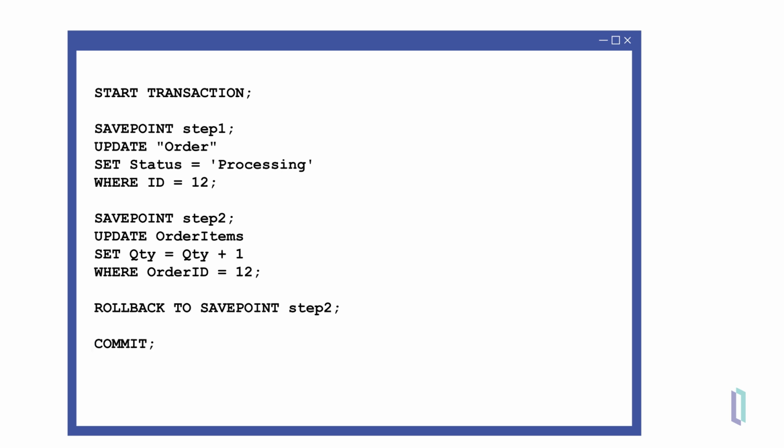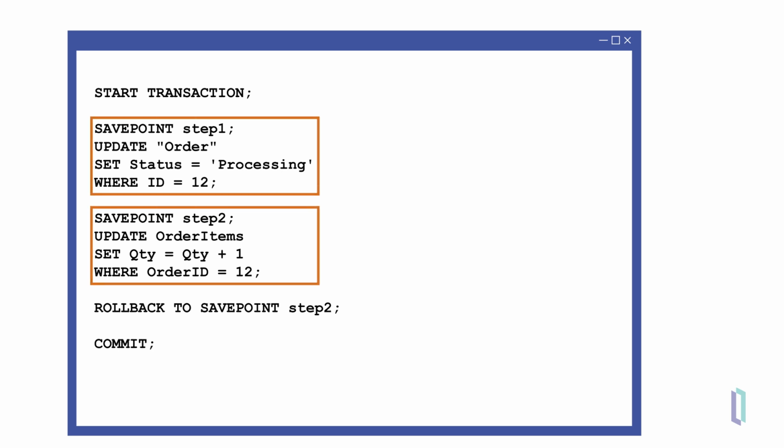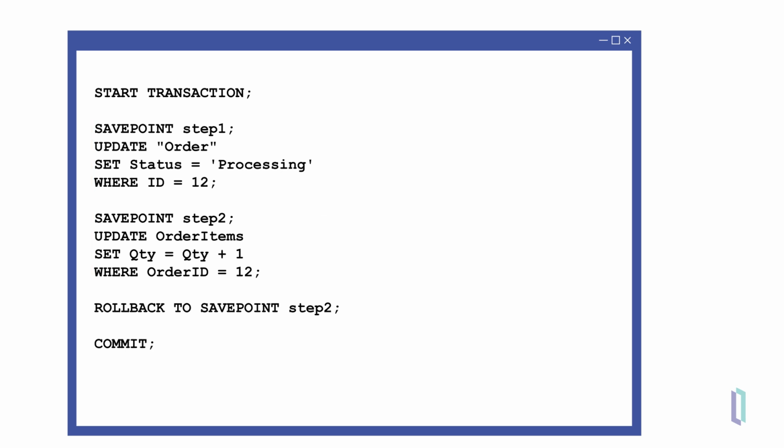However, SQL in InterSystems IRIS provides savepoints, which allow you to mark specific points within a transaction. If an error occurs partway through, you can detect the failure and roll back to a savepoint, undoing only the work performed after that point while keeping earlier changes intact.